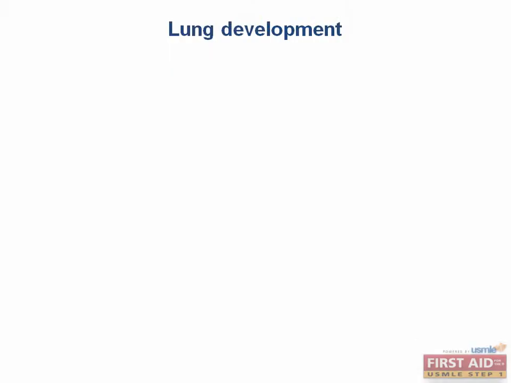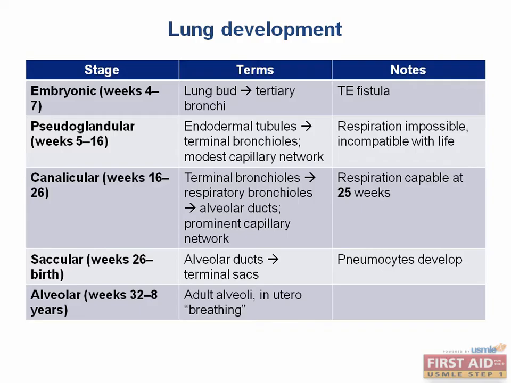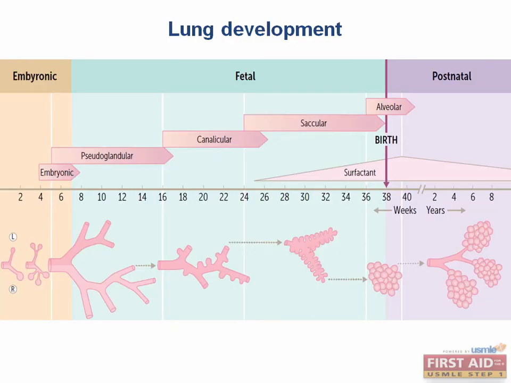The development of the respiratory system occurs in 5 periods. Let's take a look at the image in your First Aid text to help us along with this process. The very initial phase is called the embryonic phase and surrounds the development of the lung bud from the distal end of the respiratory diverticulum during week 4.